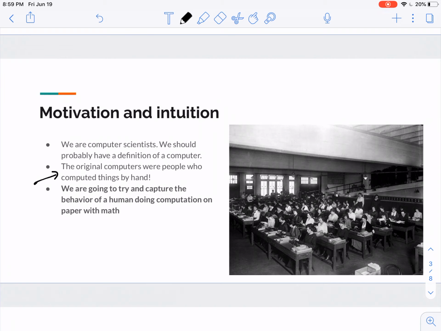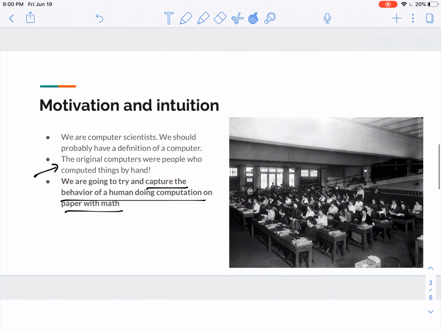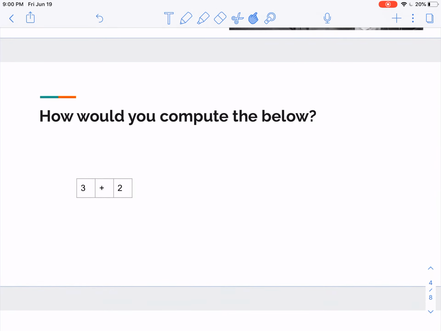And so what we're going to try to do today is capture the behavior that a human computer is doing in math, right? Because what we're trying to do is capture the intuition of a computer in math. So we'll take this example of a person computing stuff out and see if we can create an algebraic structure that models the same thing. Okay, so let's take a short example to build on this.